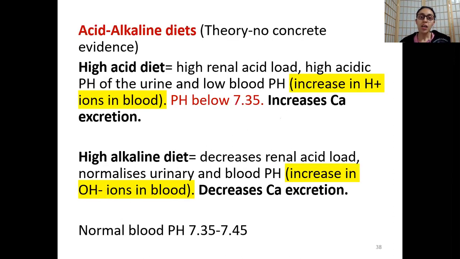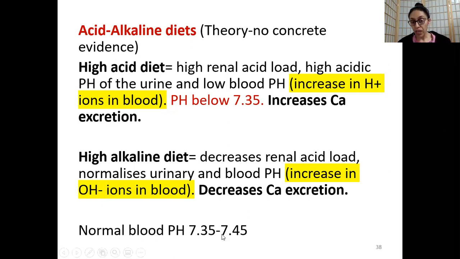Then you have a theory, guys, which is called acid alkaline diets. Again, as I said, there are a couple of theories, not sufficient evidence to prove this. So what is a high acidic diet? I briefly spoke about it. A high acidic diet will increase your renal acidic load. It will increase the acidic pH of your urine, and it will lower your blood pH, meaning it will make your blood pH more acidic in nature.